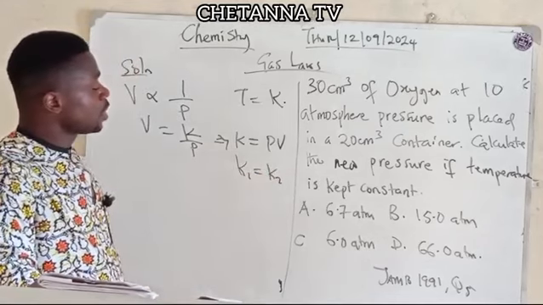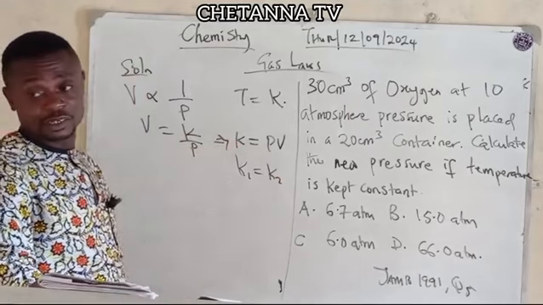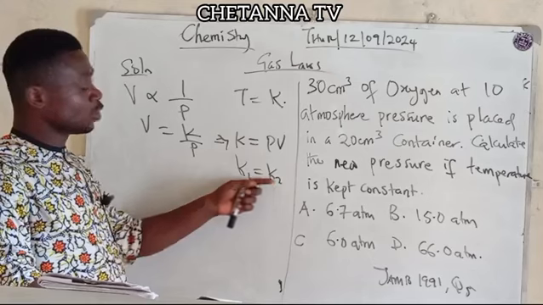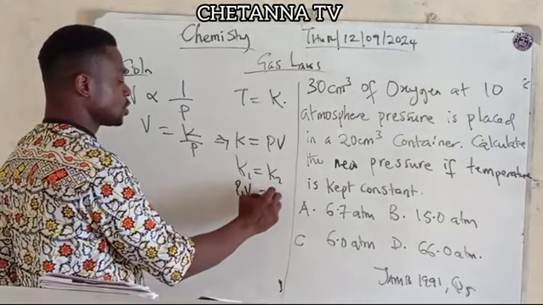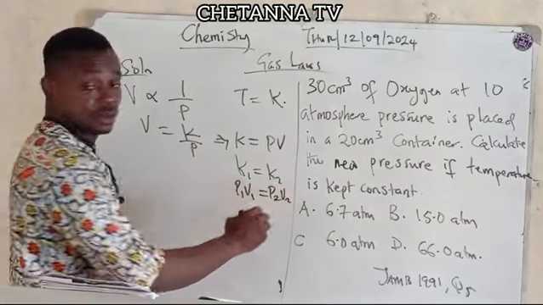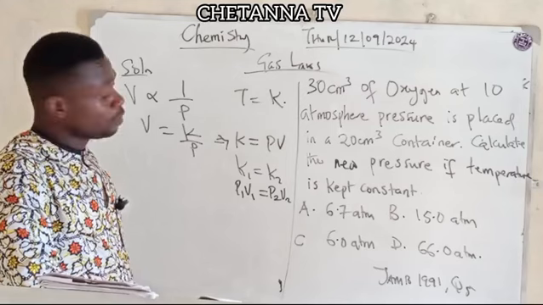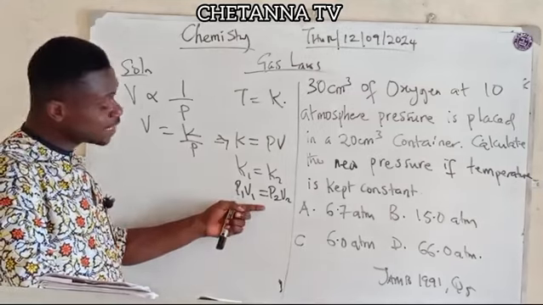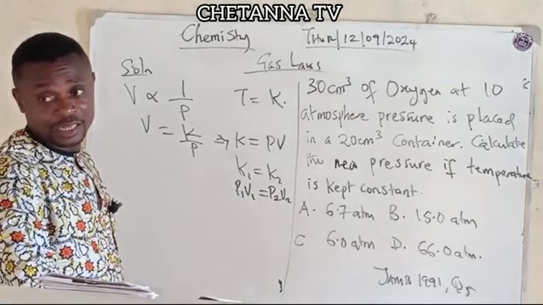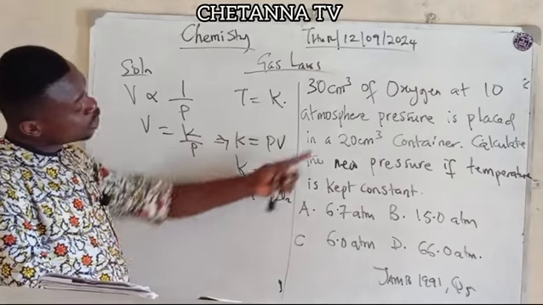It's constant. But you know that K is PV. So if K1 is equal to K2, that means P1V1 is equal to what? Are you following? P2V2. This is where Boyle's law came from. This is Boyle's law. Is it clear? So we can actually use this to solve this question.